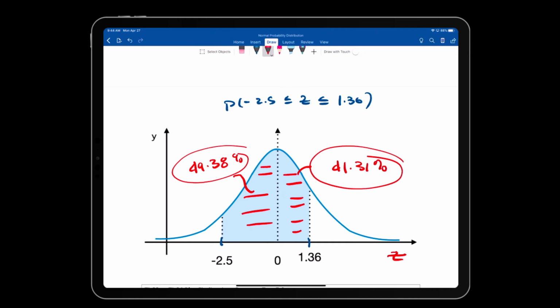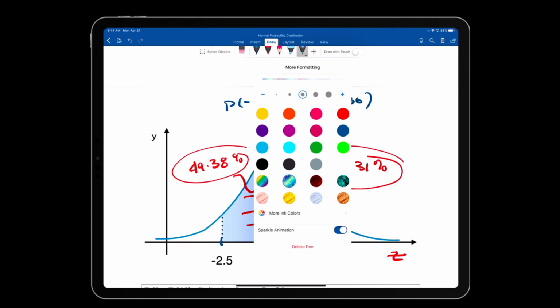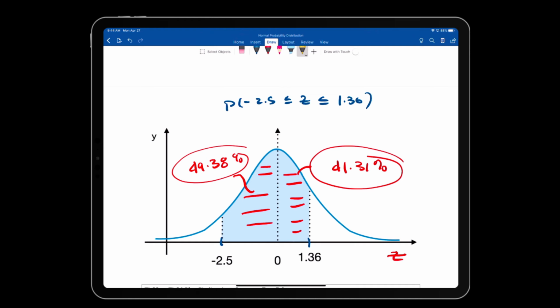Someone guess? What do you guys think? What do you do with those two? What's the word I'm looking for? Let's see if I can put it in gold. We want to what with these? Thank you, Jessica. We want to add. We want to add these. Right? So thank you, Cassandra. Thank you, Jessica. So we want to add these, ladies and gentlemen.